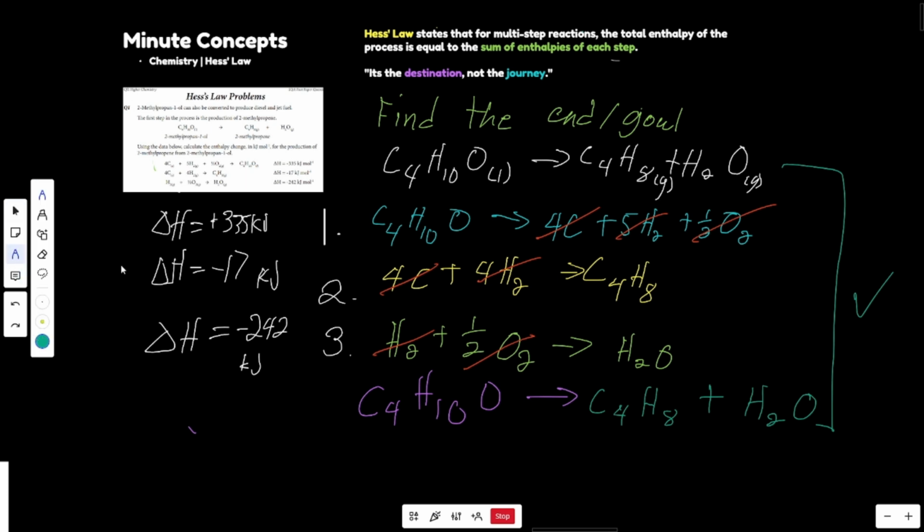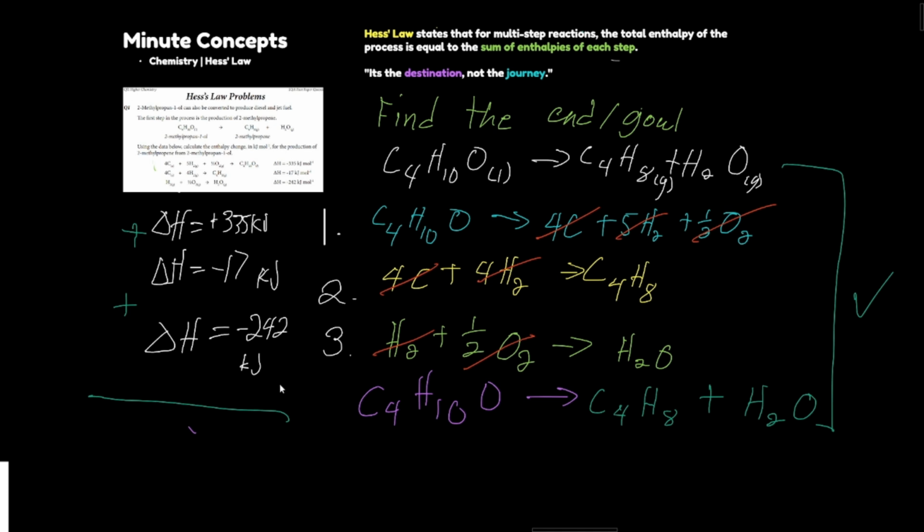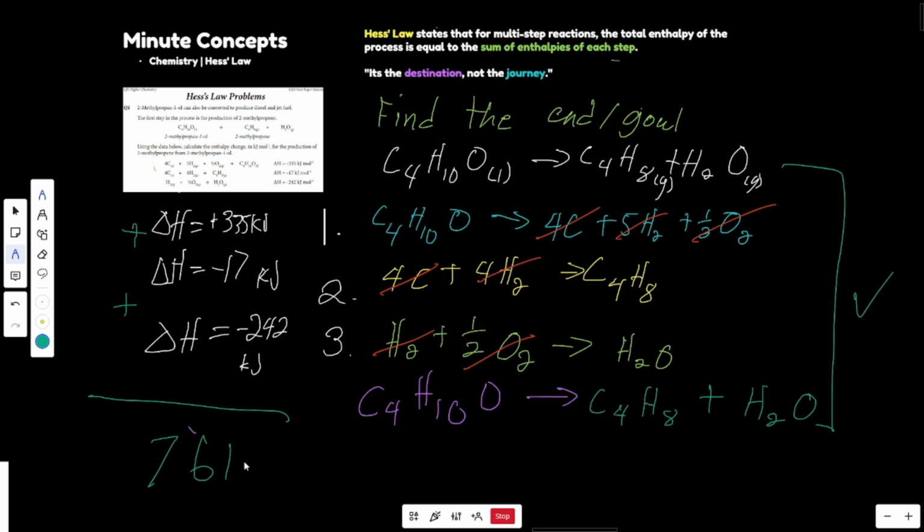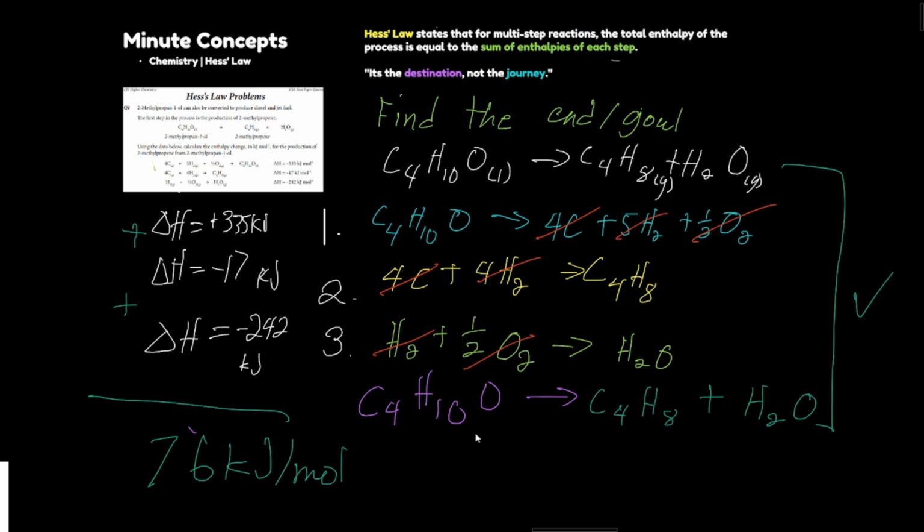So just add all of these together, and we will get an answer of 76 kilojoules per mole. So for every mole of these substances in this ratio 1:1:1, we would have 76 kilojoules per mole produced, and that's the same for every time this set of reactions happens. So this multi-step reaction happens, I mean. So yeah, that's Hess's law.